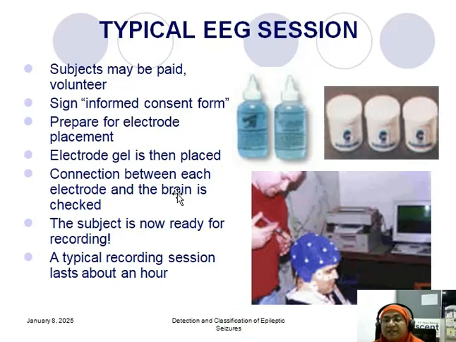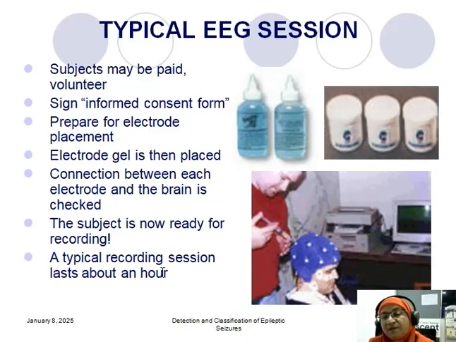Before taking the data, we have to give them the informed consent form. So we have to inform them what the procedure will be, how it will be done, everything. That informed consent form should be signed by the volunteer or subject before proceeding for EEG recording. Then prepare for electrode placement. As we have seen in the previous slides, sometimes we can use the electrode cap, place the gel over that, and then place the electrodes, or you can measure and then fix up the electrodes. Now the connection between each electrode and the brain is checked, so that the subject is ready for recording.